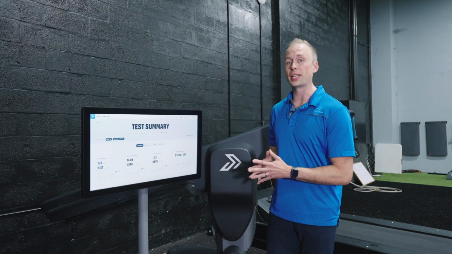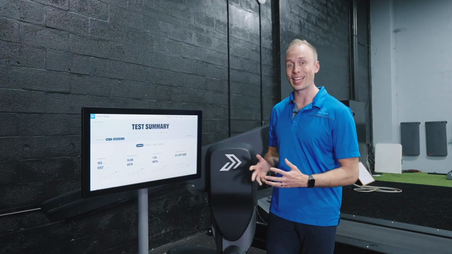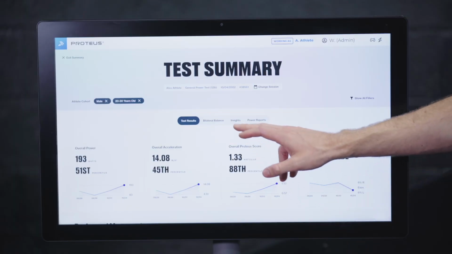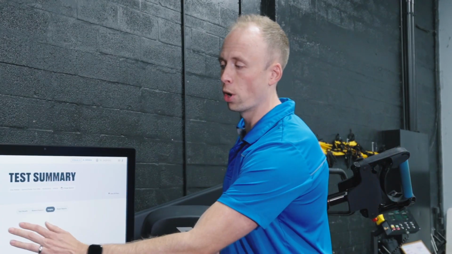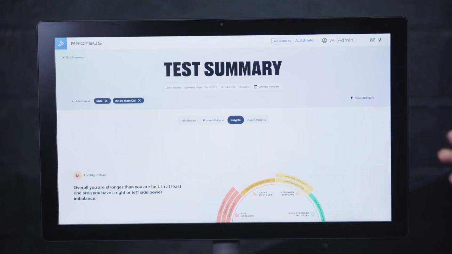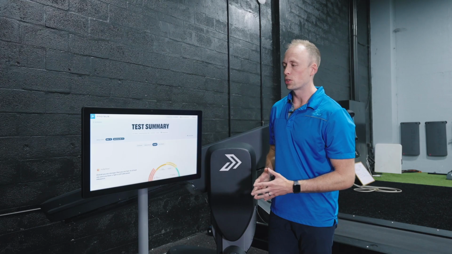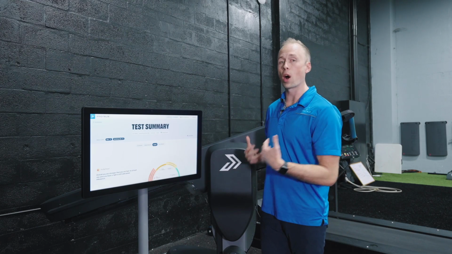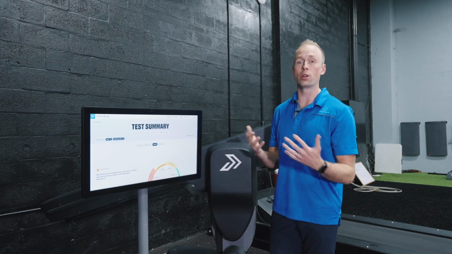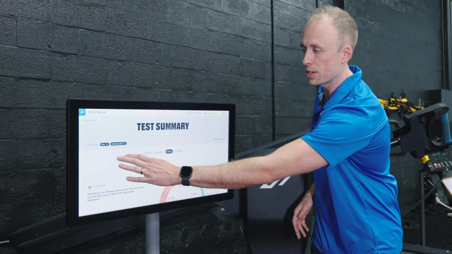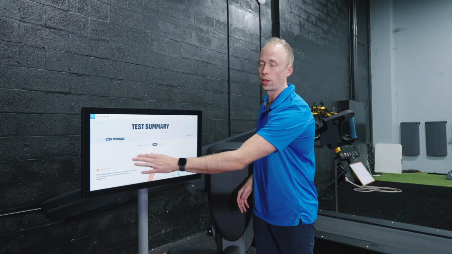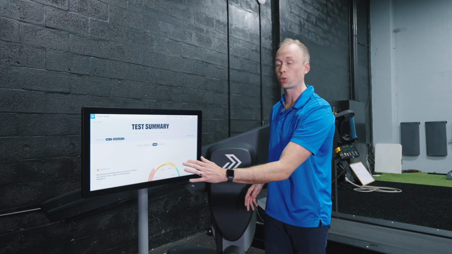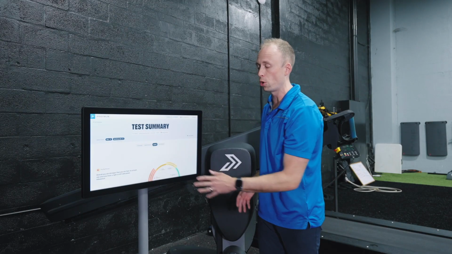When you land on the test summary screen after performing a test, the first thing you'll want to do is select the Insights tab. After you select the Insights tab, the first thing you'll want to do is make sure that your filters are set correctly for the athlete that you're working with. In my case, it'll automatically default to your gender and age group. In this case, it's going to default to this person's gender, which is male, and to their age group of 20 to 30 years old.